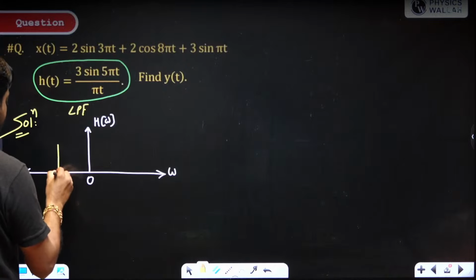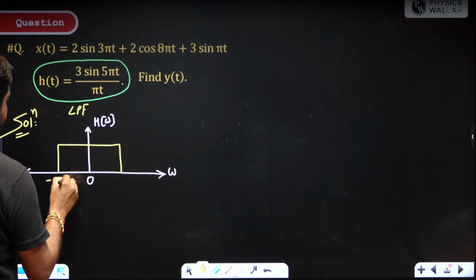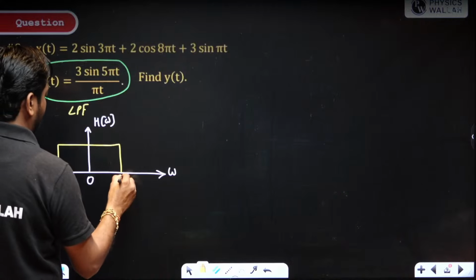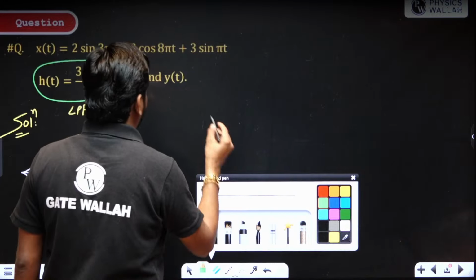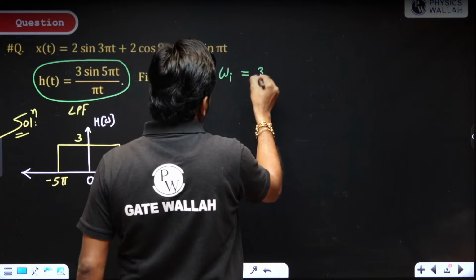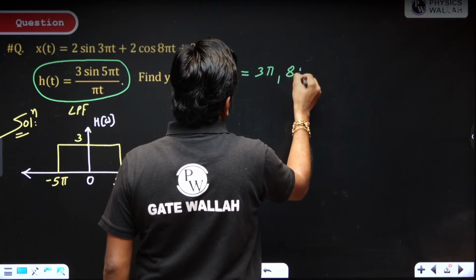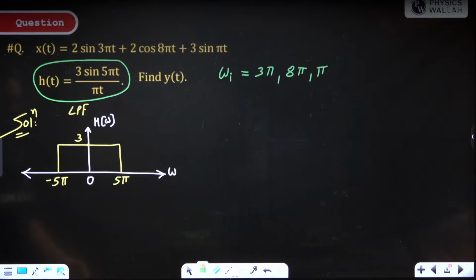So here, this is the Fourier transform, from minus 5 pi to plus 5 pi, having amplitude 3. Now just observe the input frequencies. So input frequencies omega are 3 pi, then 8 pi and pi. The frequencies that lie between 0 and 5 pi will pass through this low pass filter.